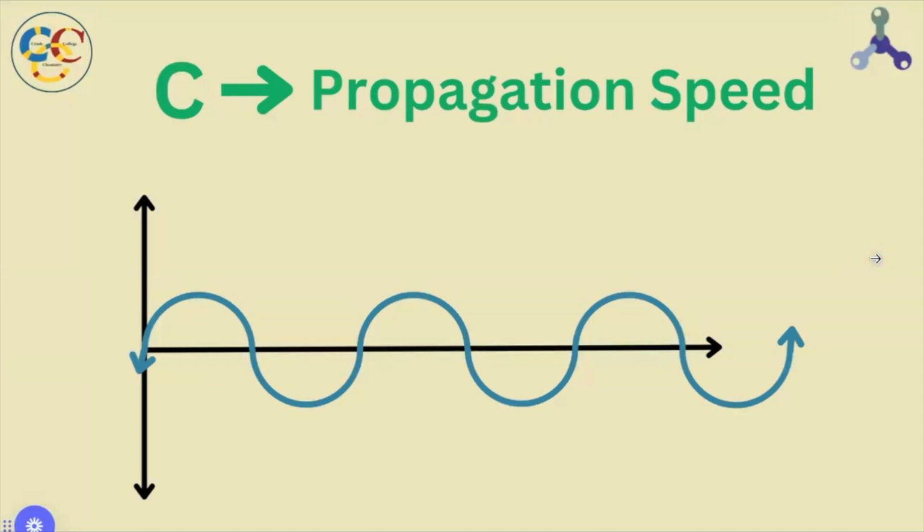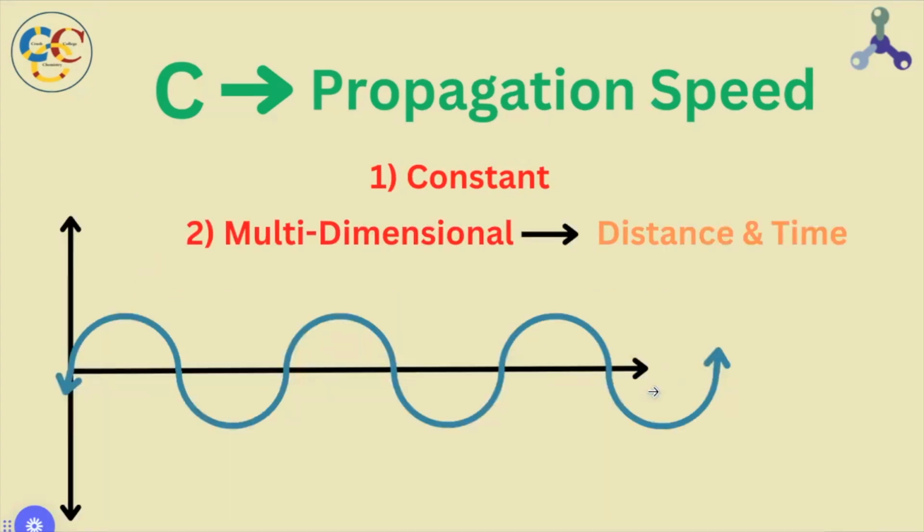Propagation speed is a super important and unique variable of a wave for two main reasons. Firstly, it's not actually a variable. It's a constant, a single value that does not change for our wave of interest. Also, it's multidimensional as it's dependent on and described by both distance and time.